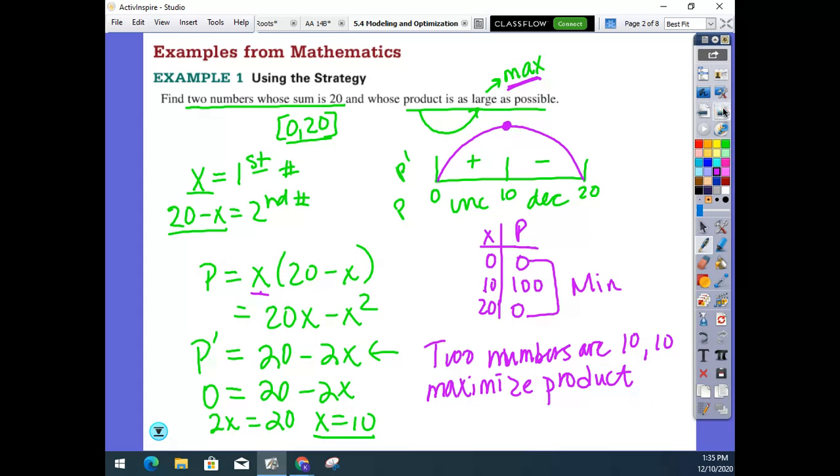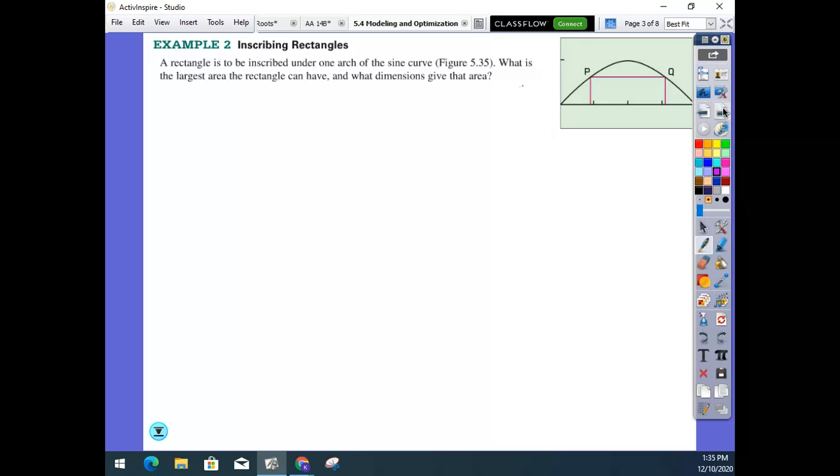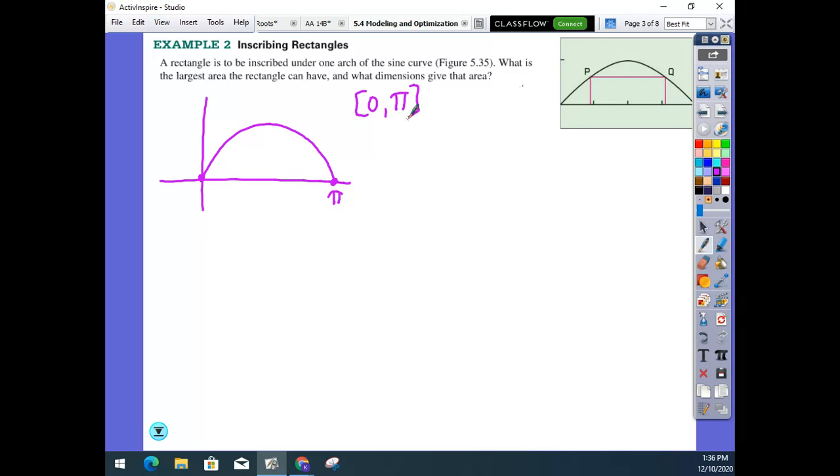Example number 2. All right, we are going to inscribe a rectangle under one arch of the sine curve. So I'm going to draw it like this. So what is this endpoint here? We're going to start at 0. How far does it go? We're going to go from 0 to pi. And I'm going to create a rectangle. The rectangle just has to fit in the sine curve.